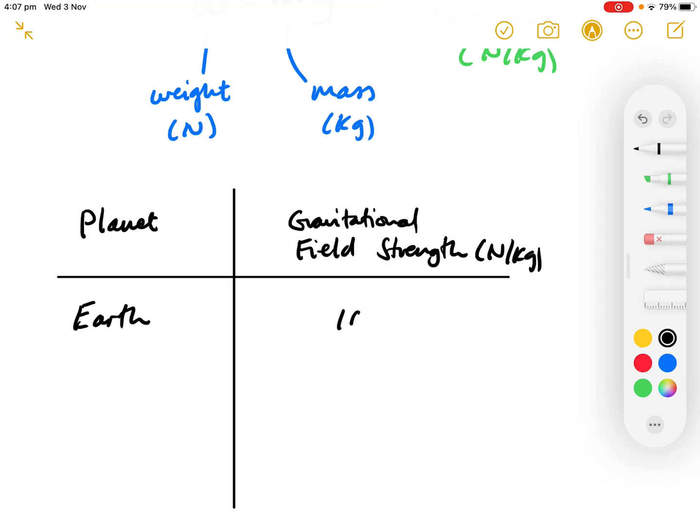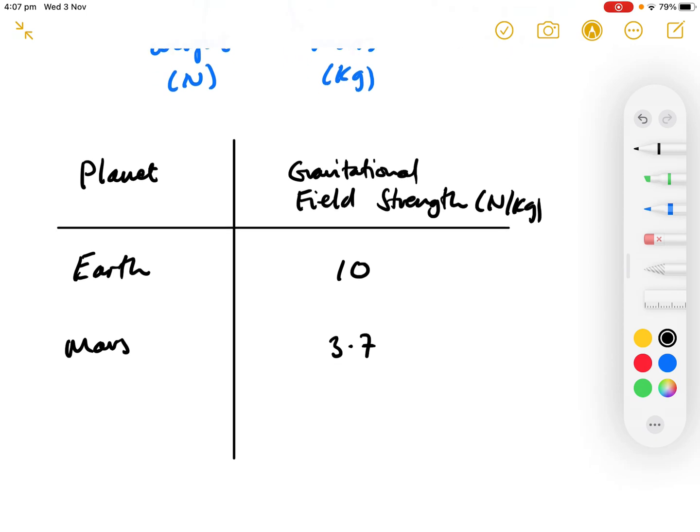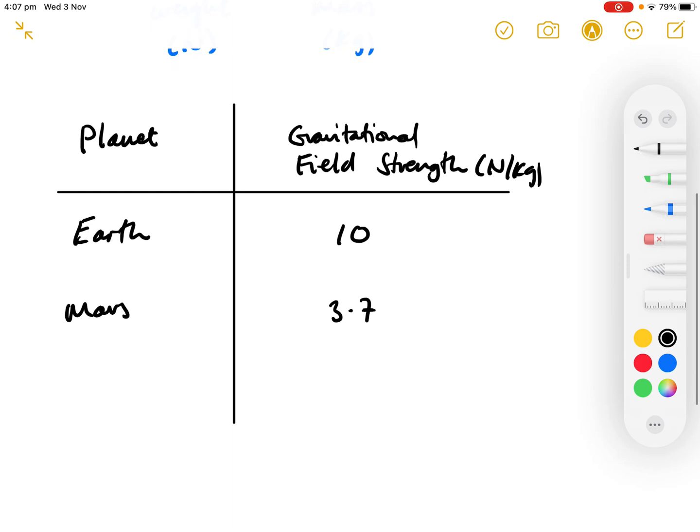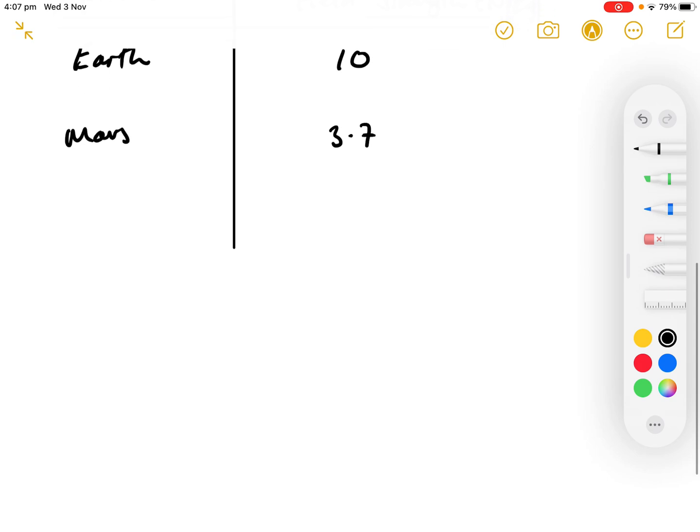Every kilogram on Earth is pulled down by a force of 10 newtons, so we say that the gravitational field strength on Earth is 10 newtons per kilogram. On Mars, on the other hand, each kilogram is only pulled down by a force of 3.7 newtons. So the gravitational field strength on Mars is only 3.7 newtons per kilogram. Okay, and there's a list of others for all the planets in the solar system.